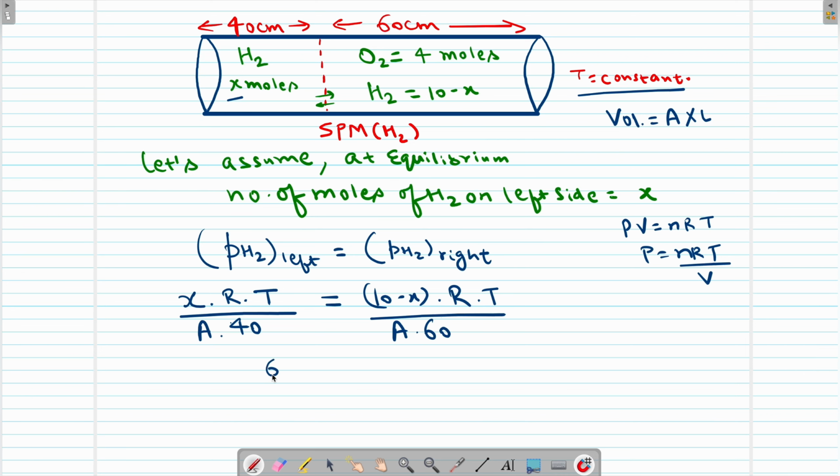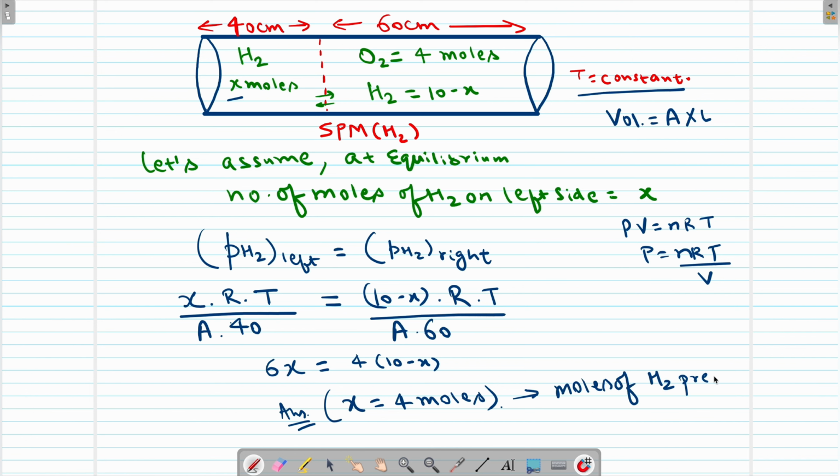On solving we'll get the value of X, so 6X will be 4 multiplied by 10 minus X, so X will come out to be 4 moles, right? So this is our answer. This will be the number of moles of S2 gas present in the left side of the container at equilibrium.